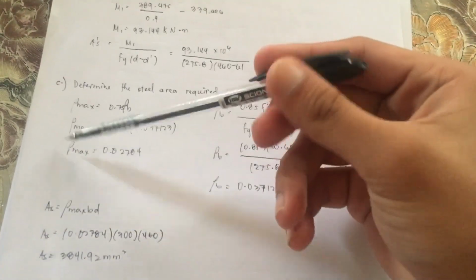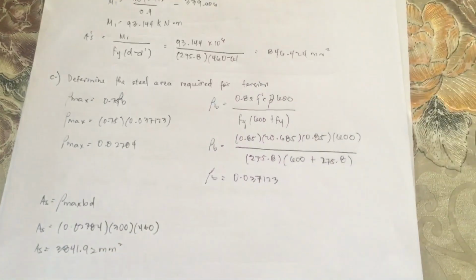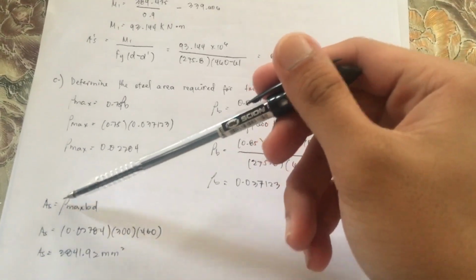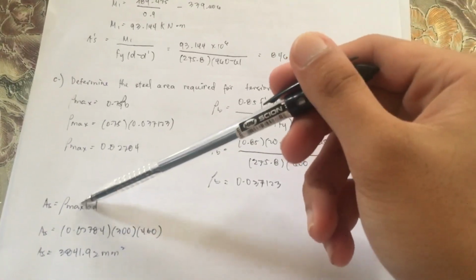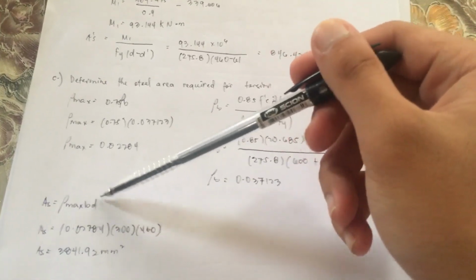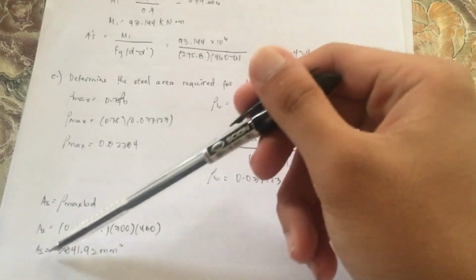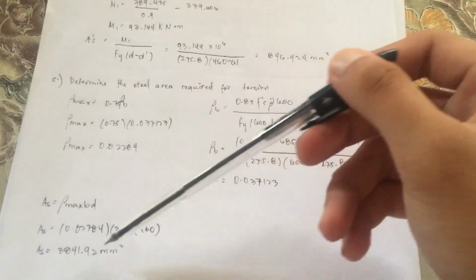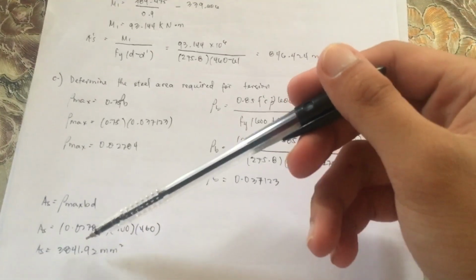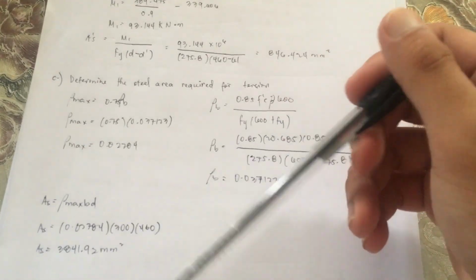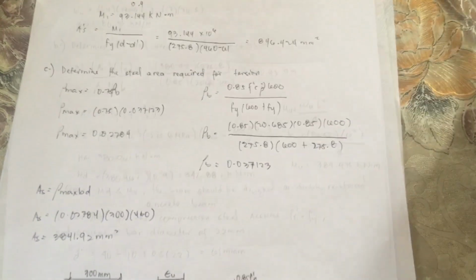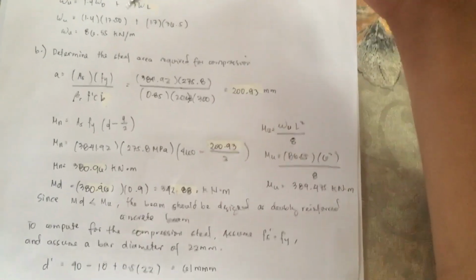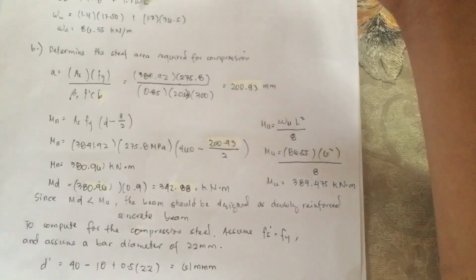By substituting this value, we get rho max is equal to 0.02784. By using this formula, the steel area required for tension is equal to rho max times the width of the beam times the effective depth of the beam. So we get the steel area required for tension is equal to 3,841.92 millimeters squared.